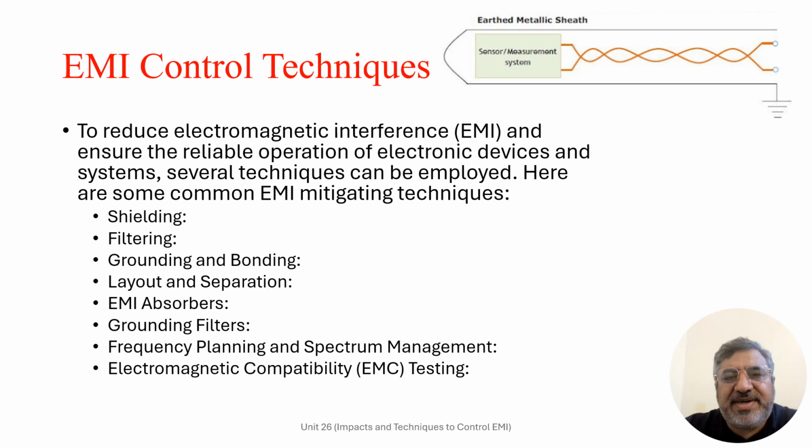To mitigate electromagnetic interference and ensure the reliable operation of electronic devices and systems, several techniques can be employed. Here are some common EMI mitigation techniques, such as shielding. Shielding involves the use of metal enclosures or barriers to prevent the entry or escape of electromagnetic radiation.